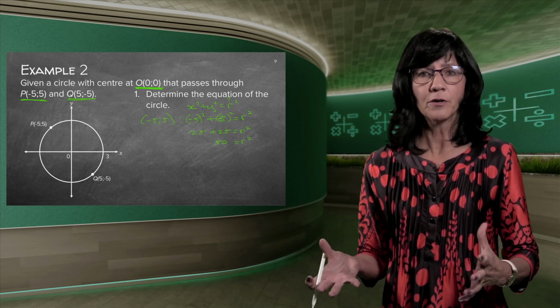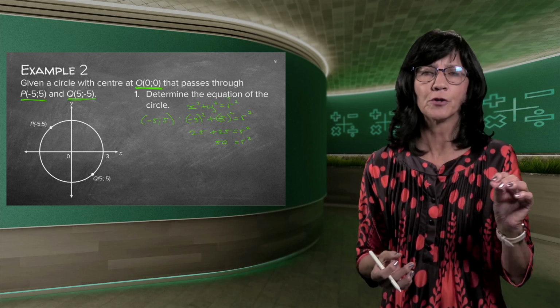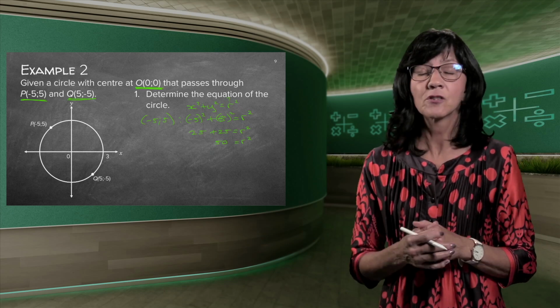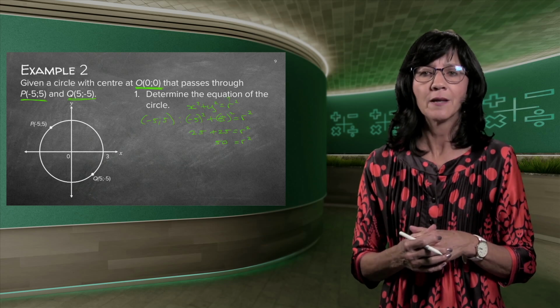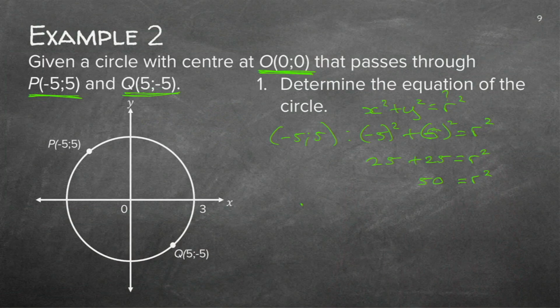And to find the r, you need to get rid of the square, so you square root both sides. But in this case, it's not what they asked. They asked for the formula, the equation. So now I'm just going to write down, therefore, my formula is x squared plus y squared is equal to 50. And I'm not going to bother with anything further because that is what they asked.